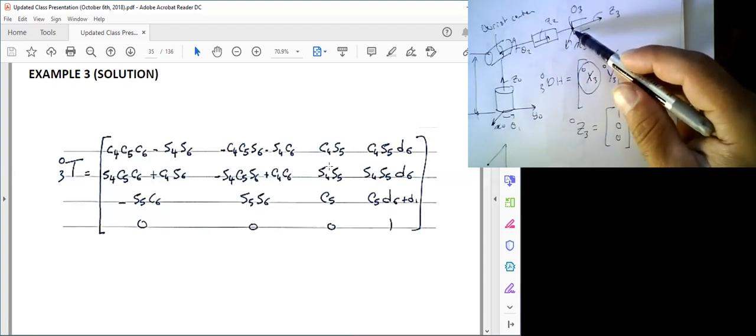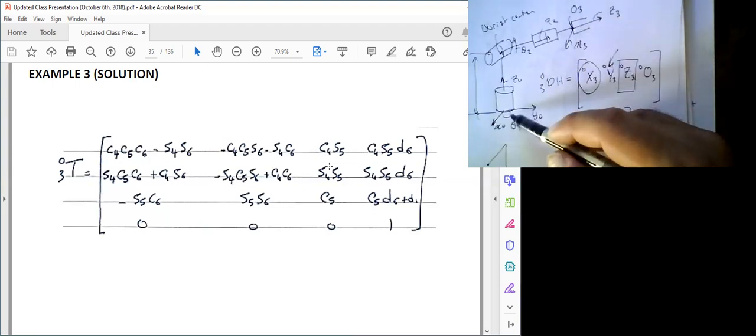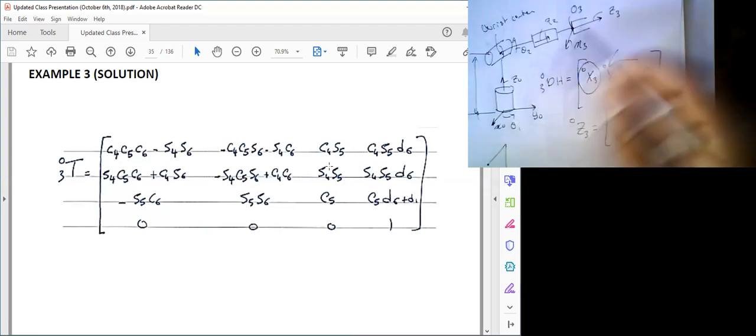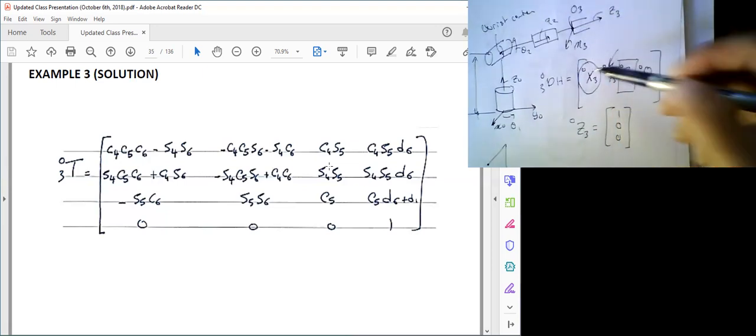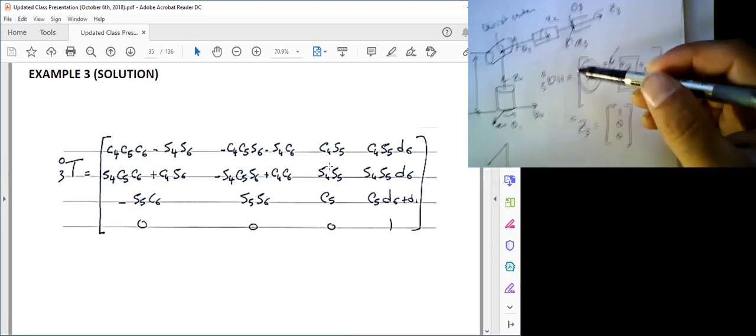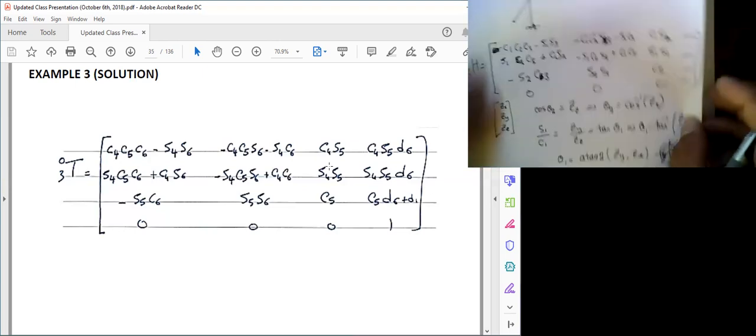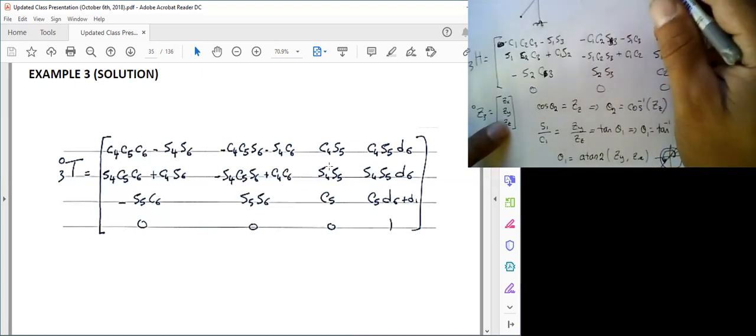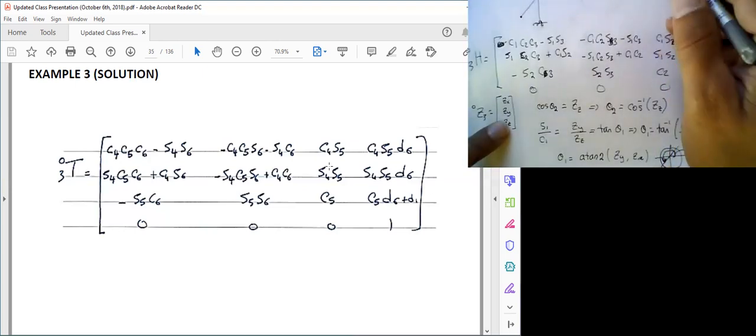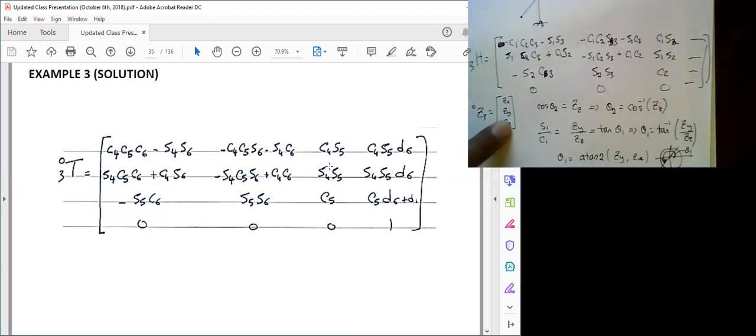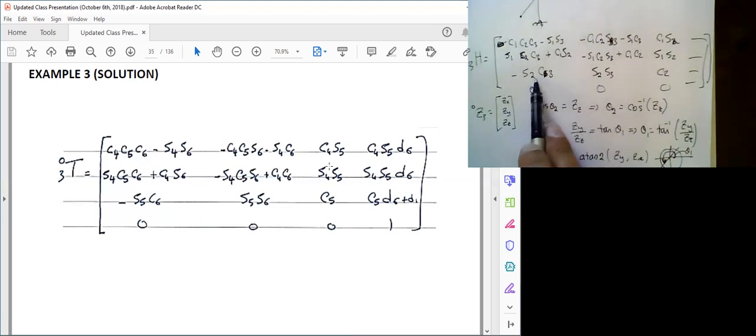My x3 0 will define what? It will define the yaw. It will be somehow linked to theta 1, and also linked to the roll. I'm not going to get into this, but I will just tell you how you can solve that. Once you have x3 0, you can find y3 0, and then you can find this guy by doing these two entries.